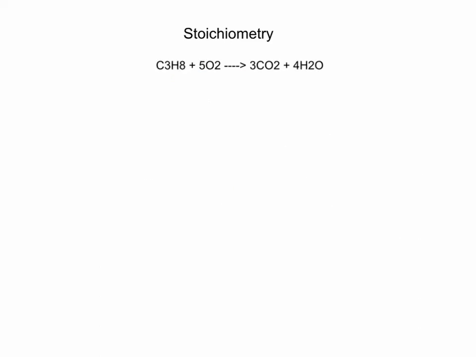Now let's say I am burning propane, C3H8, and I want to know how many grams of carbon dioxide are produced when I burn a certain amount of propane. So the amount of propane that I have in my tank is 56 grams of propane.